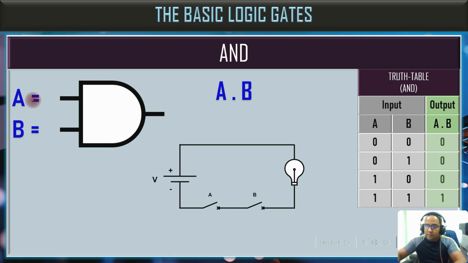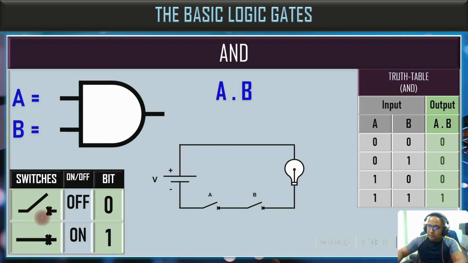Okay, that is, input A is represented by the switch A. Input B is represented by the switch B. And the output is represented by the light bulb. All right, let's assume the following. If a switch is off, it represents a logic 0. If it is on, it represents a logic 1.